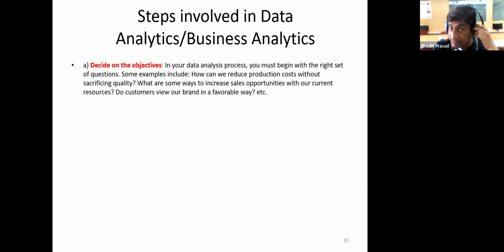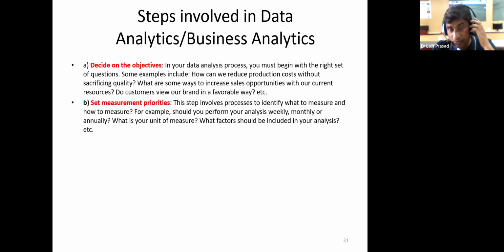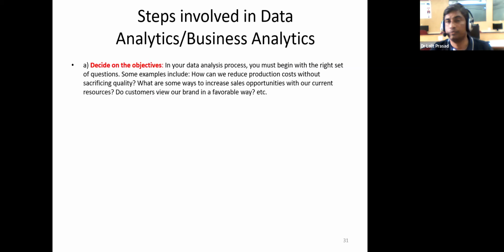Now, what are the steps in data analytics and business analytics? So what you can see here. First, decide on the objective. There should be some objective. In your data analysis process, you must begin with the right set of questions. Some examples include how we can reduce the production cost without sacrificing the quality of the products. This is our objective. We want to reduce the production cost without sacrificing the quality of the products.